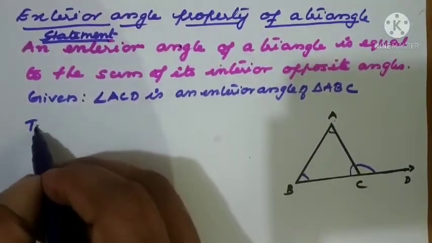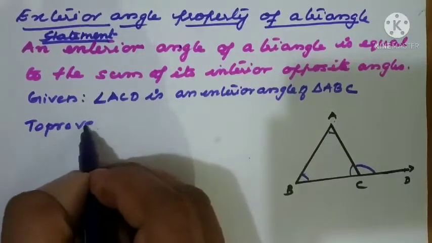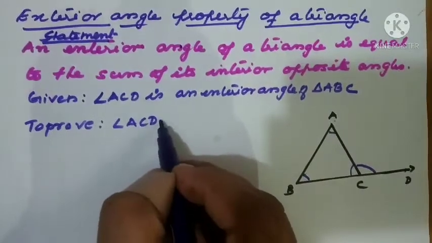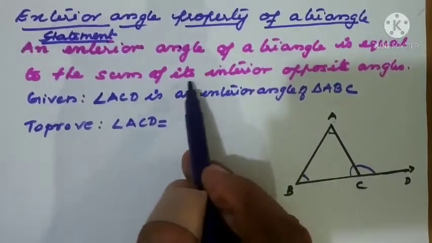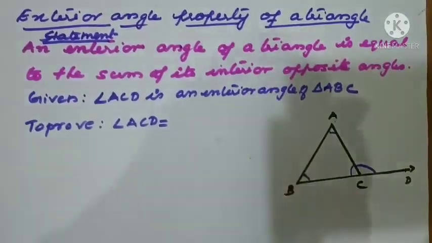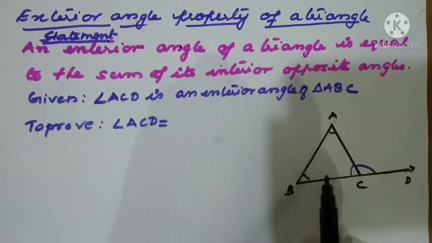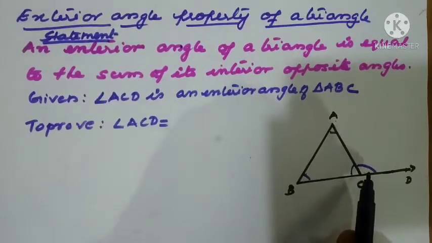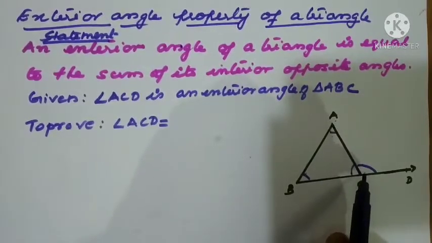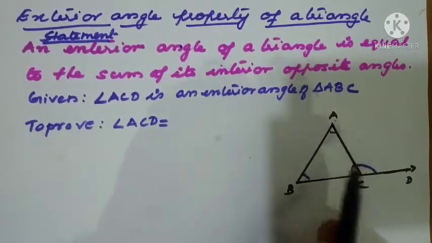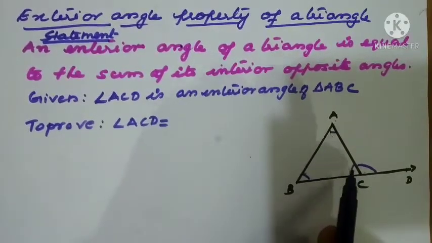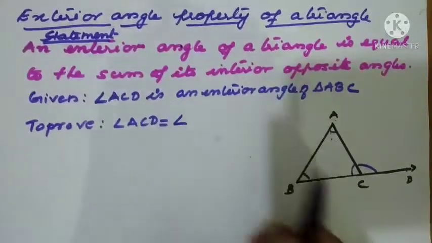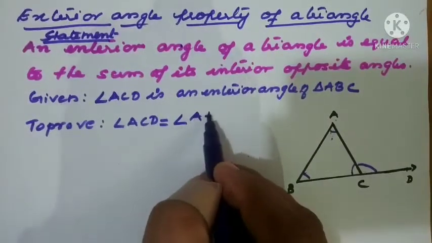Now what is to prove? That angle ACD is equal to the sum of its interior opposite angles. Which are the interior angles? Angle A, angle B, angle C. Angle C is close to this one. So angle ACD is the exterior angle, and the angles opposite to it are angle A and angle B. So I should write here angle ACD equal to angle A plus angle B.